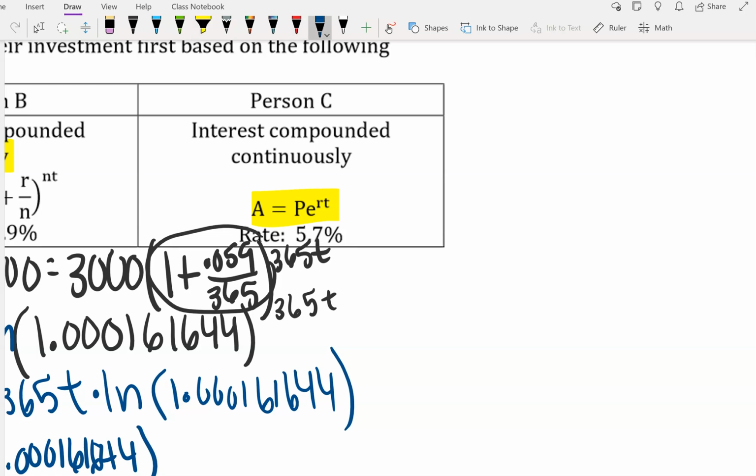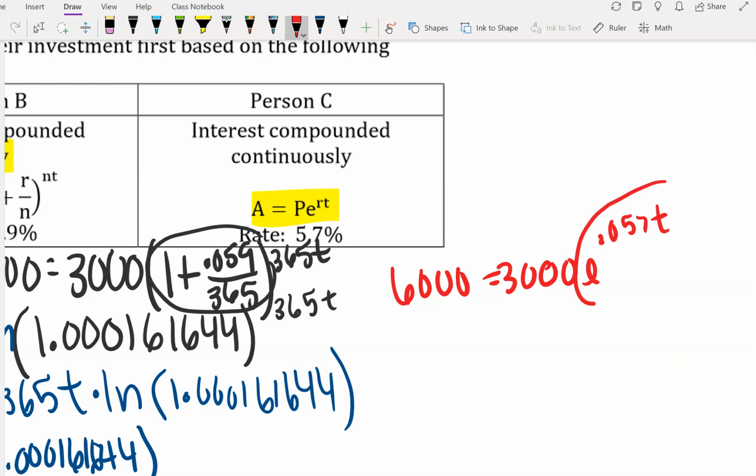So we still are starting with $3,000. That's our p value. But we want to end up with 6,000, so those numbers didn't change. Times e to the rate this time, which is 0.057t. Still, we want to get the base and the exponent by itself, so we want to get rid of the 3,000 first. So divide by 3,000 first.